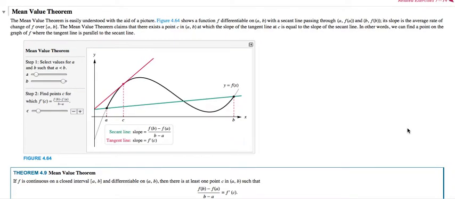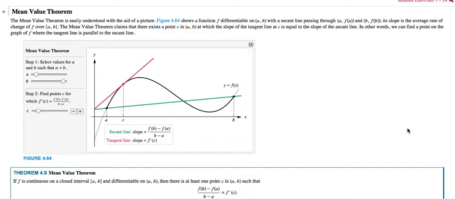So that brings us to the mean value theorem. The mean value theorem is most easily taught by using a picture. Here we have a function that's differentiable on the open interval AB and a secant line that passes from one endpoint to the other. Its slope is the average rate of change of the function over the closed interval AB. We talked about that in previous lessons.